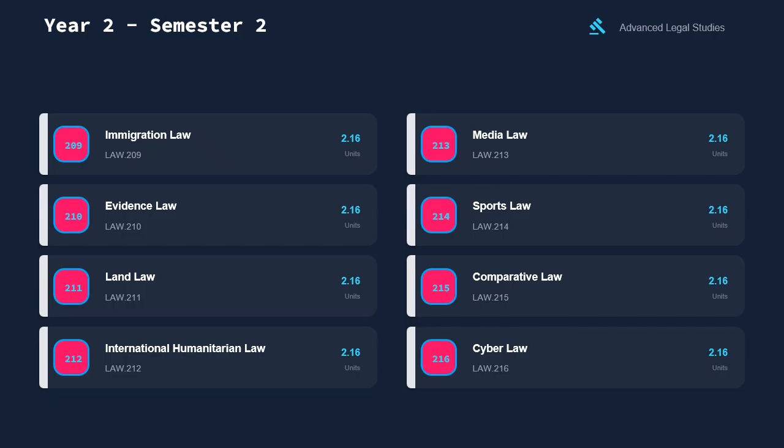Whistleblowers, protections and limitations. Real-life example, the prosecution of Edward Snowden illustrates the conflict between disclosure and security laws. Practical application, lawyers defend leakers and advise on classification. Students analyze national security claims.